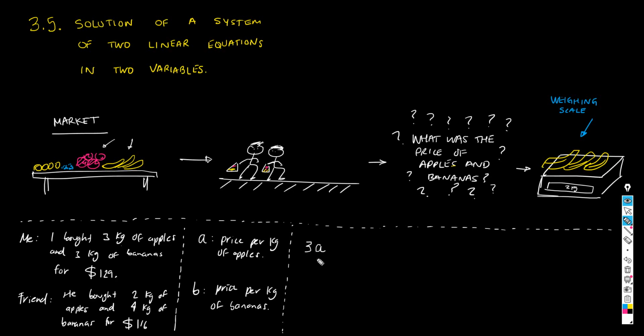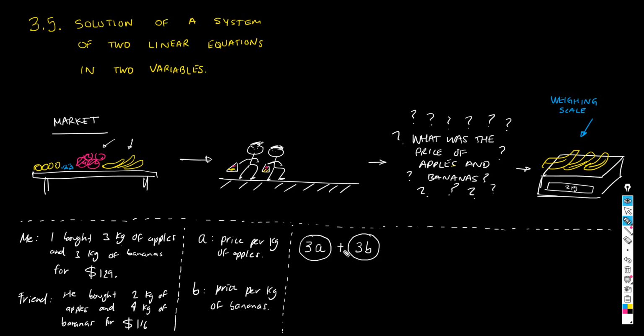When I write this, what does this mean? Well, if A is the price per kilogram of apples, and I bought 3 kilograms of apples, then this means the amount of money I paid due to apples, right? Plus the same for bananas: 3 kilograms of bananas times the price per kilogram. This will represent the amount of money I paid due to bananas.